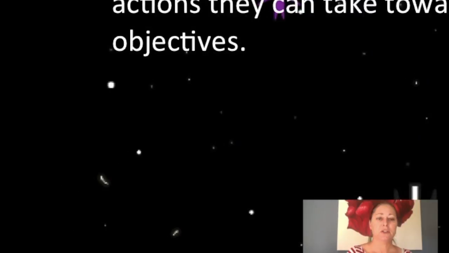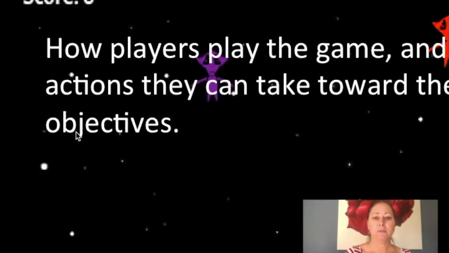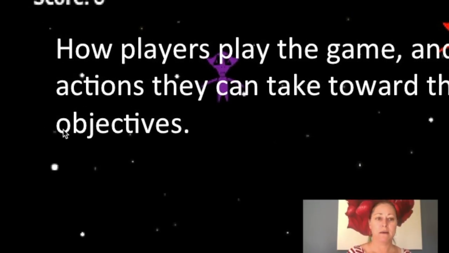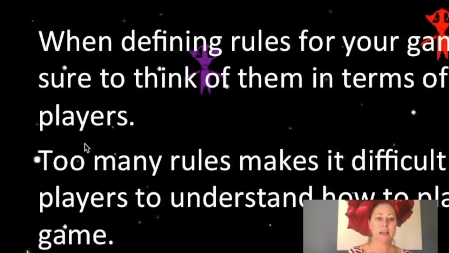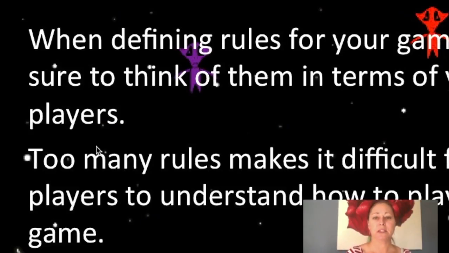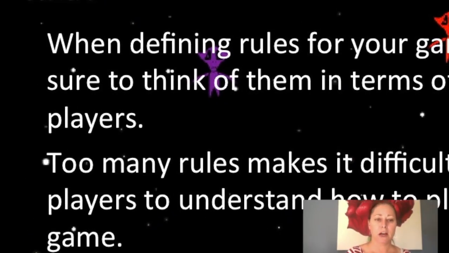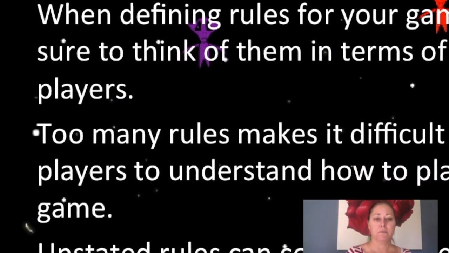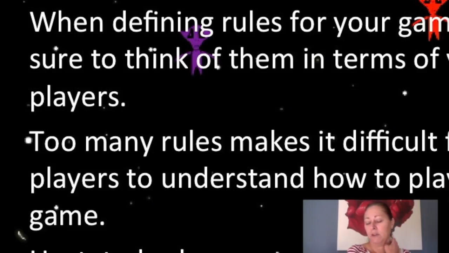Okay, so procedures. These are how the players actually play the game, what steps they need to follow in order to meet their objectives. And then rules. These are sort of how gameplay proceeds. For example, rolling the dice or picking a card, moving around the board. If you're talking about a board game, these are just how the players need to proceed in the game.